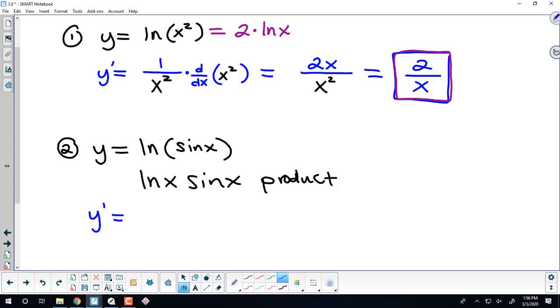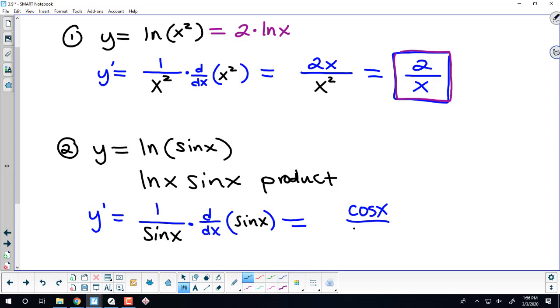So it's 1 over the argument, 1 over sine x, times the derivative of sine x. So we have cosine x, derivative of sine, over the original argument here. Cosine over sine, which we could write, if we wanted to, as cotangent. I think either one of those is okay.